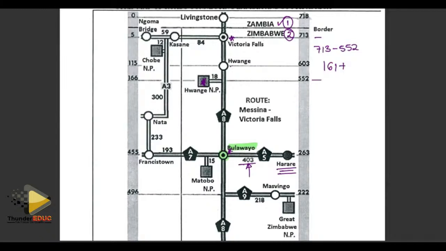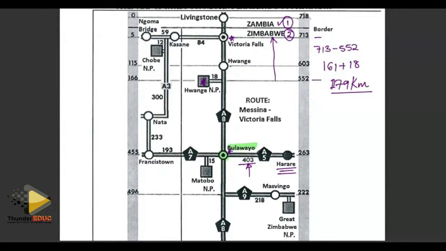So we have 116 plus the 18 because he's going inside. So add on the 18. He traveled a distance of 179 kilometers. So we've got the distance. How did you get the distance? Find the distance in between these two.